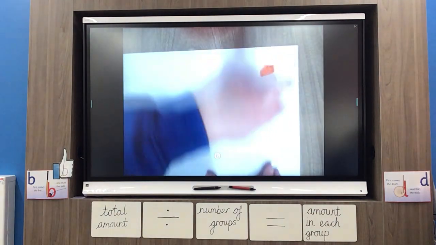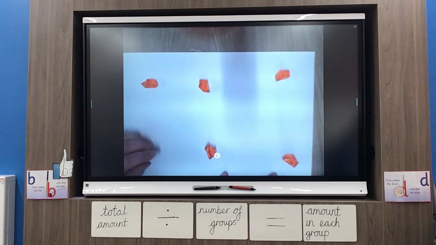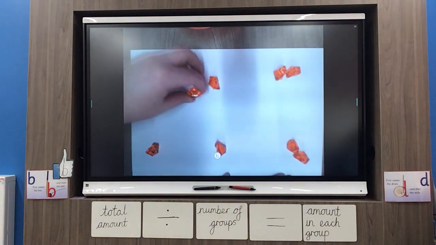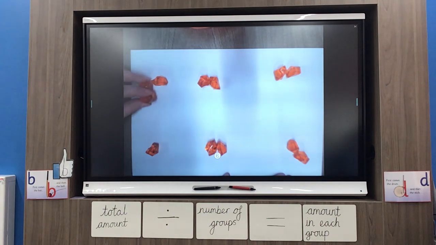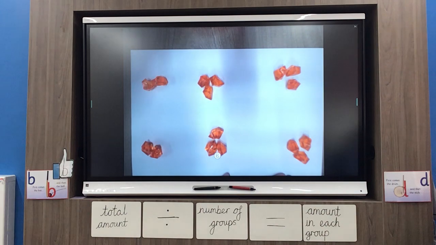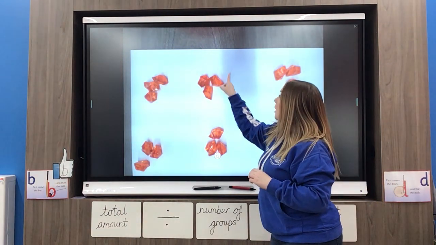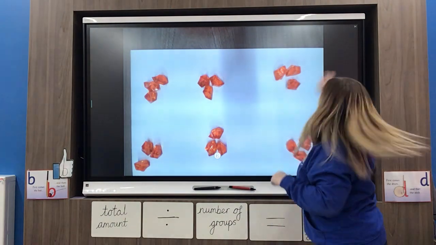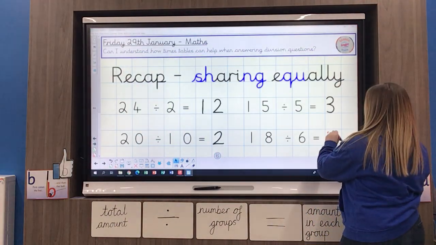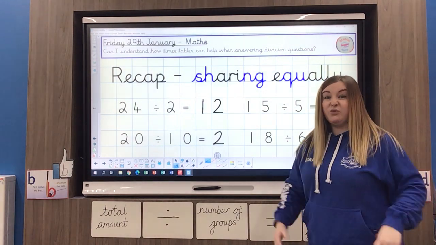So let's make 6 groups. Each group has got 1, 2, 3. So the answer is 3. Okay, now we shared really well.